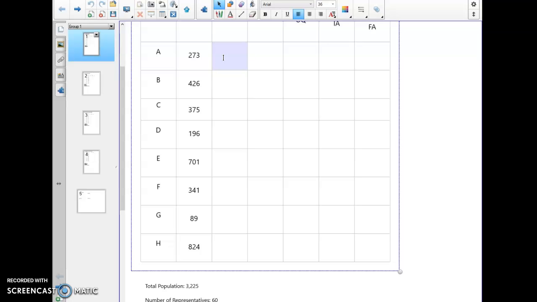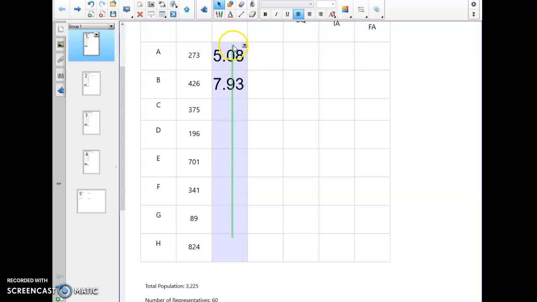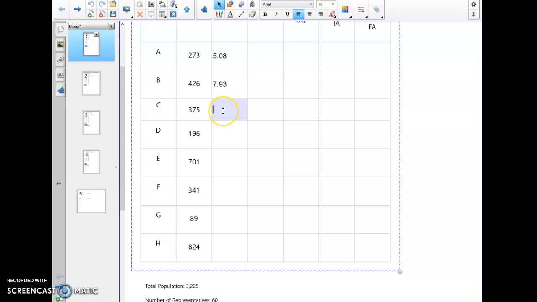So we get our total population, divide by the reps, and then take that number, which is a standard divisor of 53.75, and we divide it by each individual population. So in this case we get 5.08. We get 7.93. Let me make these numbers a little bit smaller so we're not taking up the whole screen. There we go. Okay, so with the next population we divide by 53.75.